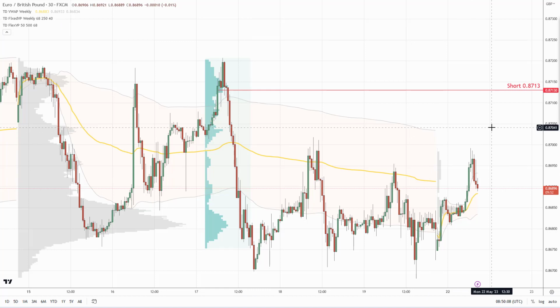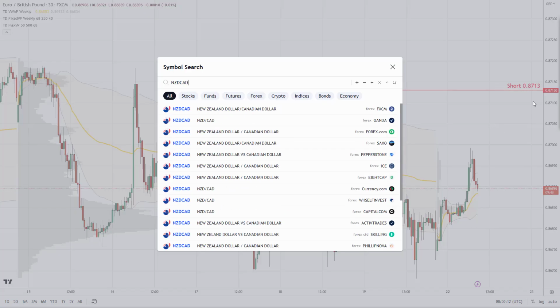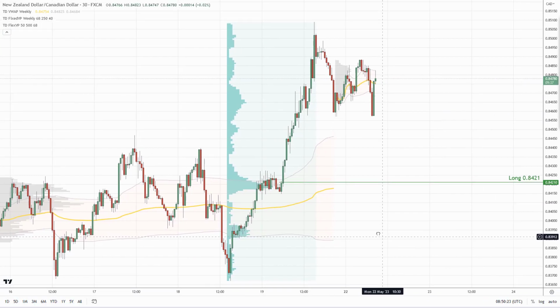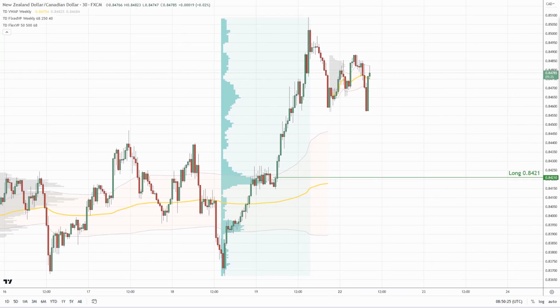Let me now switch over to the next trading idea. It's on the New Zealand dollar Canadian dollar. In here we have a different trading setup, not the rejection setup anymore, but in this case we have a trend setup. So this is New Zealand dollar Canadian dollar 30-minute time frame, and I want to talk about this uptrend and a significant volume zone within that uptrend.